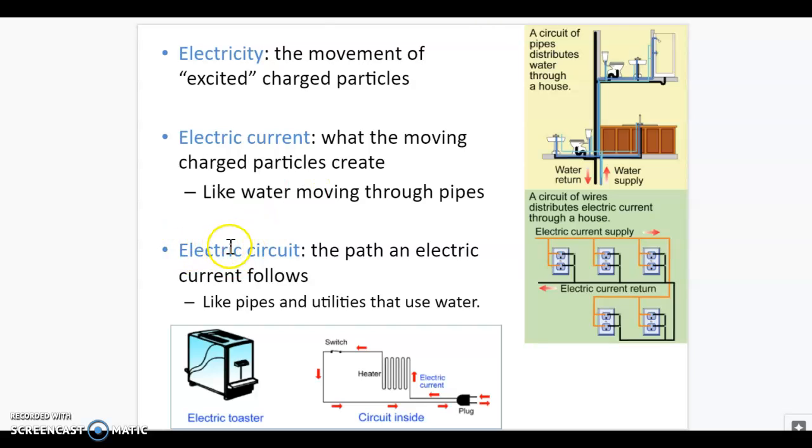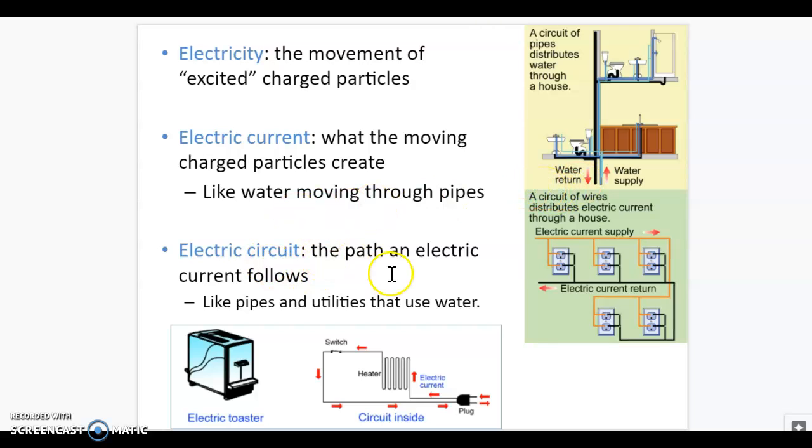And then an electric circuit is really just the path that electric current flows through. Kind of like pipes that flow through your house. They carry water from one place to another. Water goes in one way. And the circuit would be just considered where the pipes are going and how that water comes back to the ground or back to the water treatment plant, things like that.